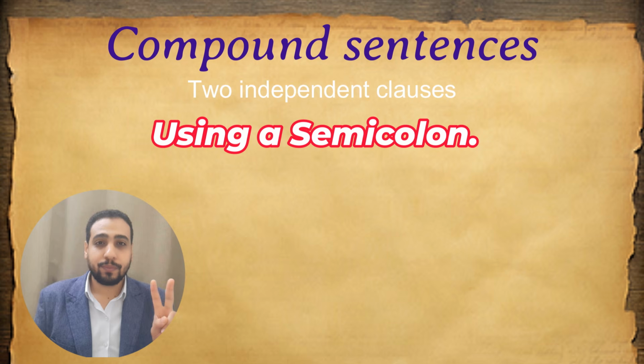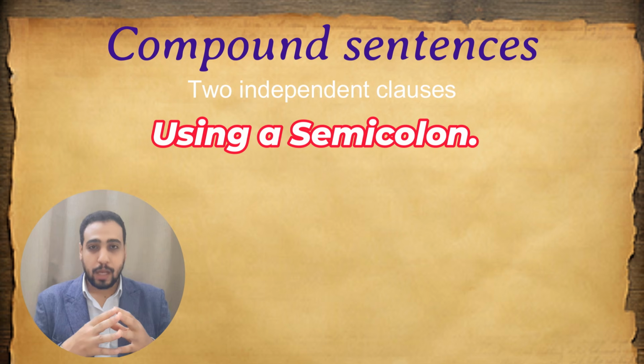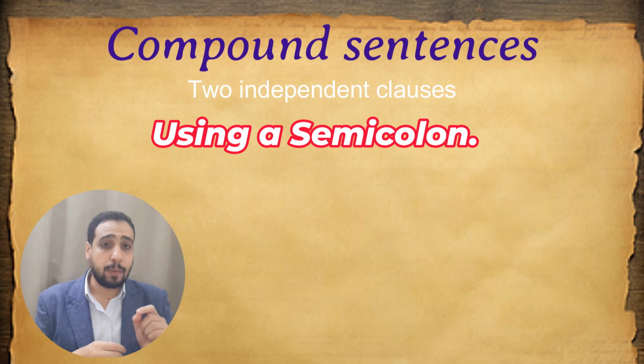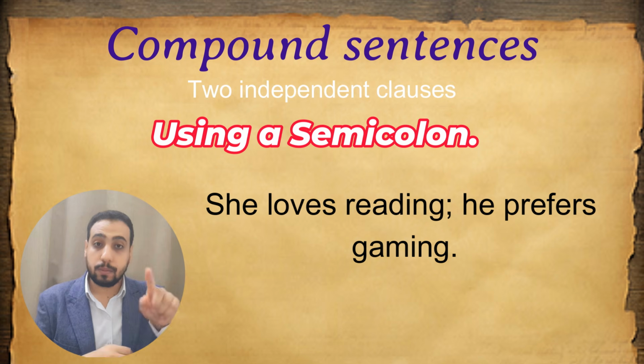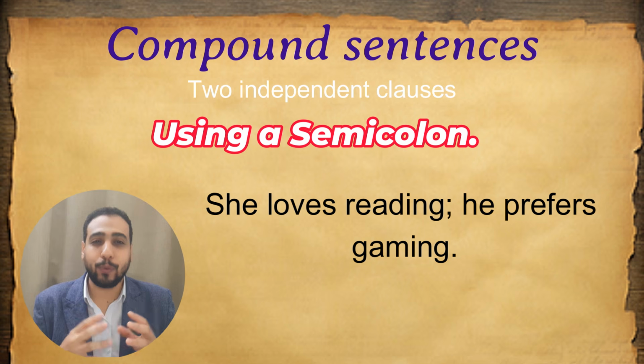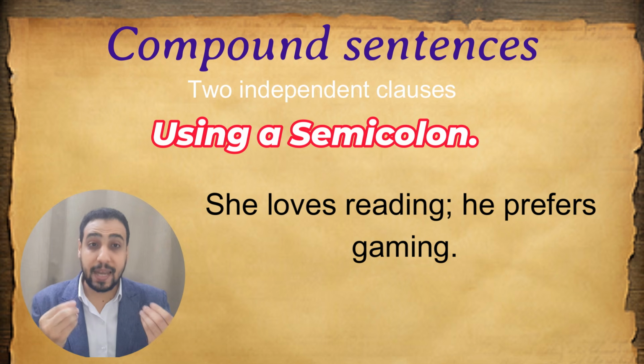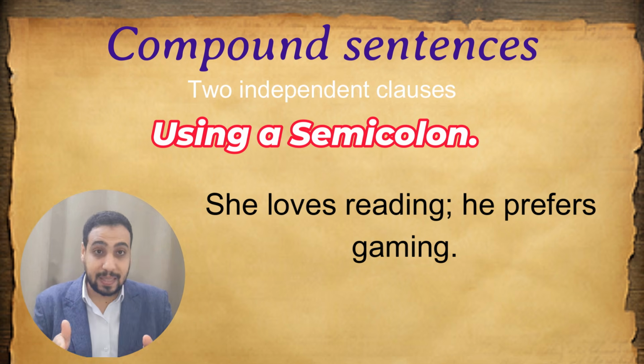Method number 2. Using a semicolon. If your two sentences are very closely related, you can join them using a semicolon without a conjunction. For example, she loves reading; he prefers gaming. Just remember, the ideas on both sides of the semicolon must be related and complete sentences.